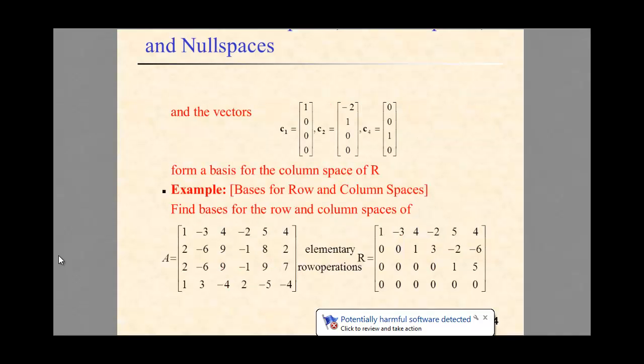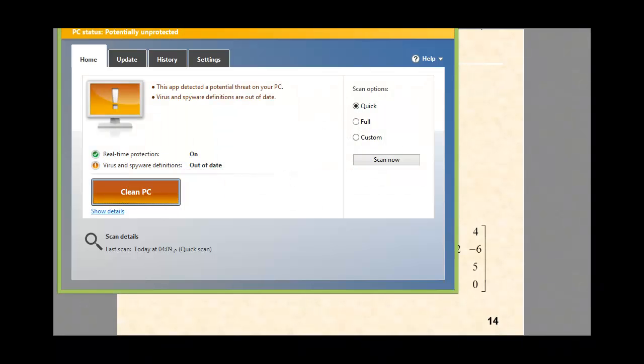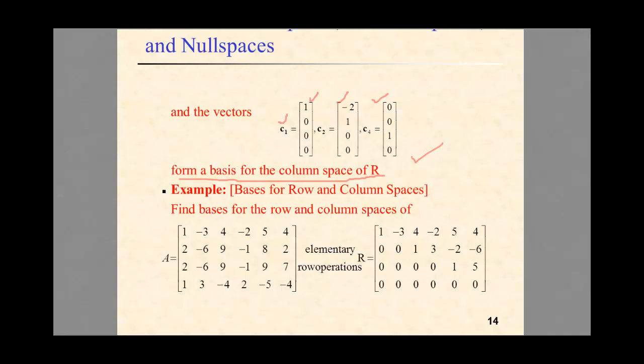Yes. So the leading one will be C1. Column 1 is written like this, and the second leading one will be on column 2, so I write column 2, and the third leading one will be on the fourth column. That's why we write 0 0 1 0. So this is called the basis for the column space. This is the way to write a column space.